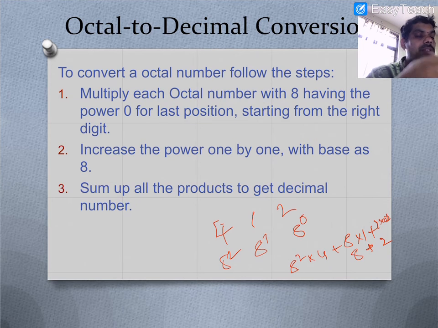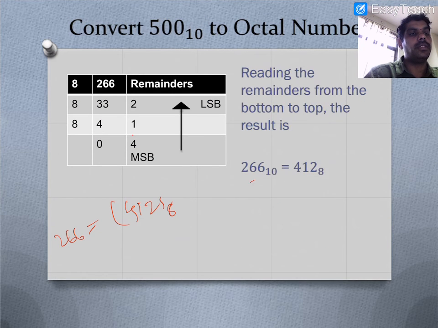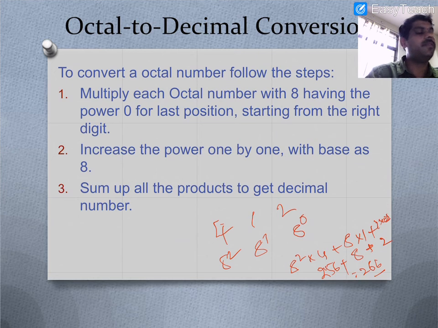64 fours are 256, plus 10, 266, right? So just now you can check it out. We got 266 from this. So this is the way we are going to convert octal to decimal.